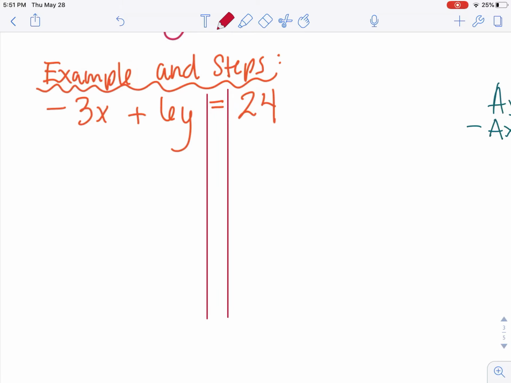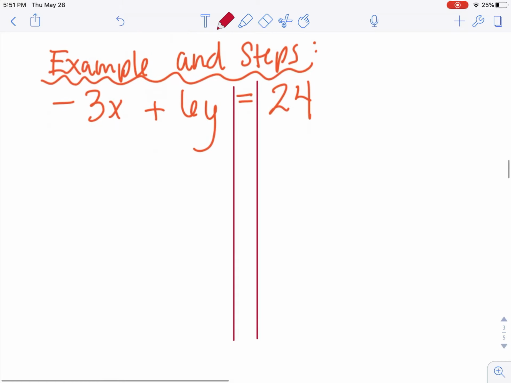Okay, so let's take a look here. I want to get y by itself. So the first thing I'm going to get rid of is the extra stuff, the stuff that's not officially touching the y. It's a negative 3x, so to make it 0, the inverse operation would be plus 3x, plus 3x.